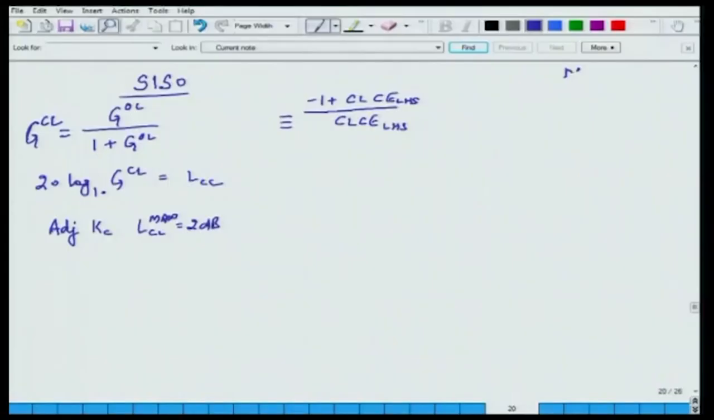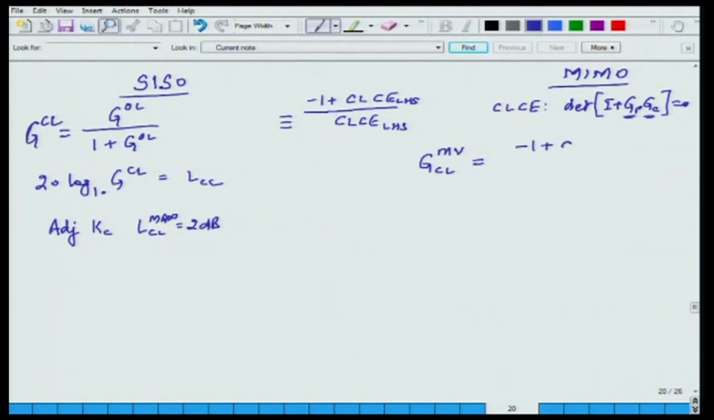Now, by analogy, for a multivariable system, the closed loop characteristic equation is basically determinant of I plus G P G C equal to 0. Therefore, purely by analogy, I define G closed loop for my multivariable system as minus 1 plus determinant of I plus G P G C, divided by determinant of I plus G P G C.